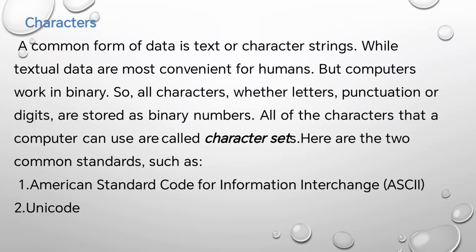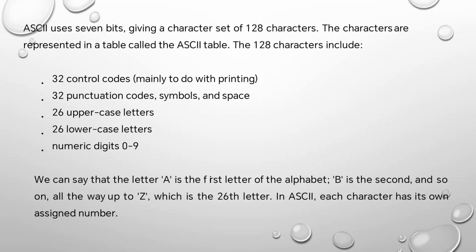ASCII full form is American Standard Code for Information Interchange. ASCII uses 7 bits, giving a character set of 128 characters. The characters are represented in a table called the ASCII table. The 128 characters include 32 control codes, 32 punctuation codes, symbols and space, 26 uppercase letters, 26 lowercase letters, and number digits 0 to 9. We can say that the letter A is the first letter of the alphabet, B is the second letter, and all the way up to Z, which is the 26th letter. In ASCII, each character has its own assigned number.